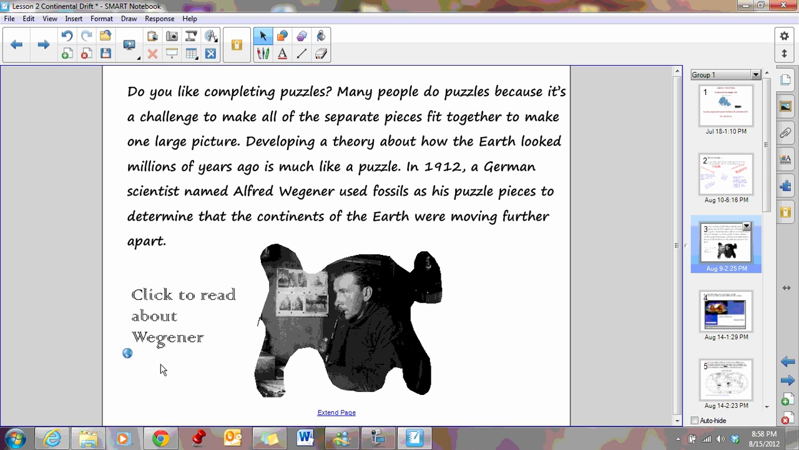All right, and right here, you can click on this little icon. Whenever you see this globe icon, by the way, that usually means that it's a website, the World Wide Web. That's why they use the little world icon for that. Just on a side note. So you're going to click to read about Wegener, and you're going to take notes in your OneNote notebook about that as you read. All right? And he's in a little puzzle piece. This is him right here. All right, moving on.